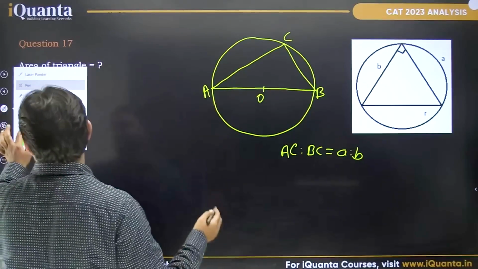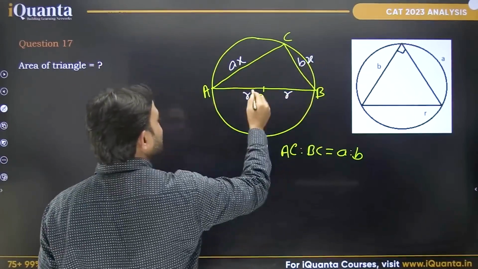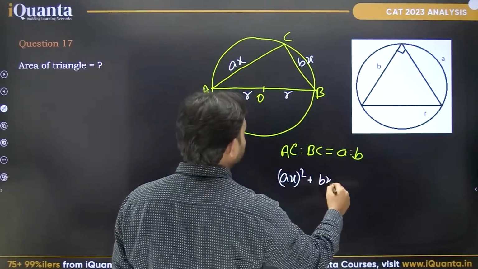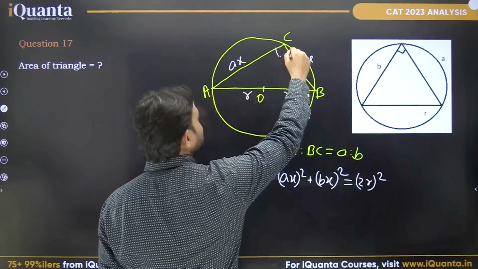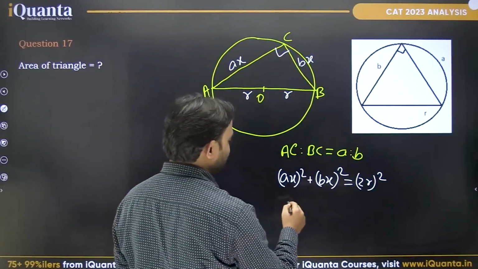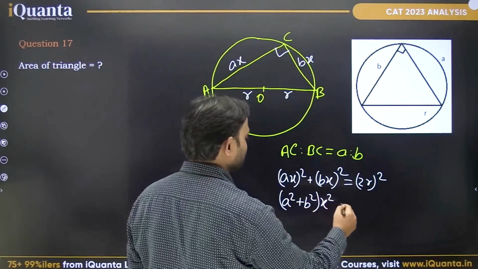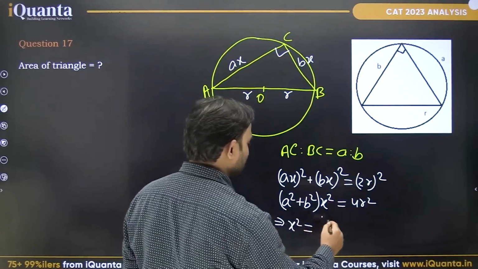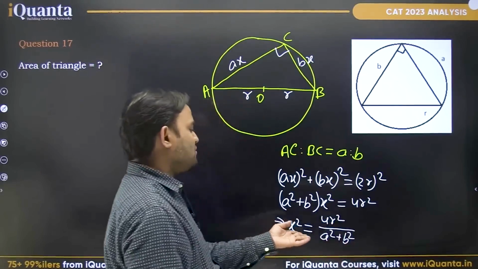Now if I take this as AX and I take this as BX, this is R, this is R. Can we say that AX whole square plus BX whole square will be equal to (2R) whole square? Because if this is the diameter, this will be a 90-degree triangle. So in that case, we can write here that (A square plus B square) into X square will be equal to 4R square. Or we can say X square will be equal to 4R square divided by (A square plus B square). So we got the value of X square.